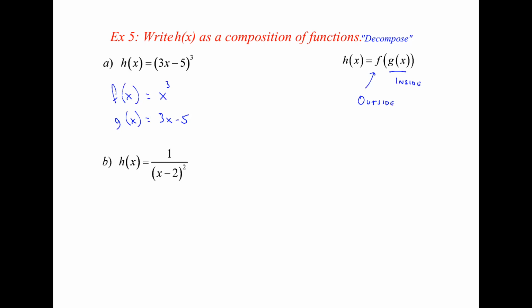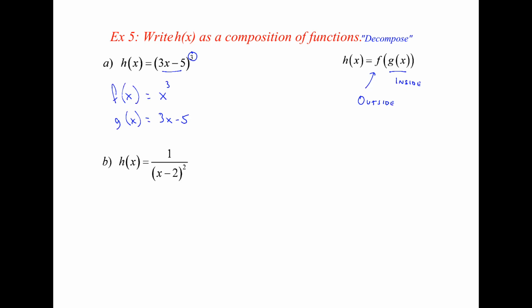And if you look at this, g of x is the inside, f is the outside. So when you go to look at h of x, what's the inside? What is happening? Well, the inside is the 3x minus 5. So that's your g of x. And then what is happening to the 3x minus 5? It is being raised to the third power. So therefore, the f of x is x cubed. And so you can plug that back in to see that that works.